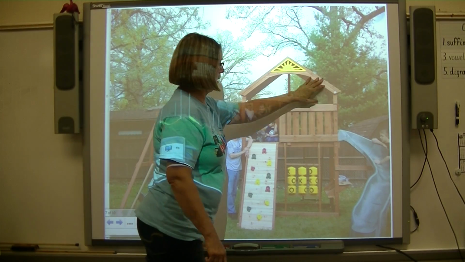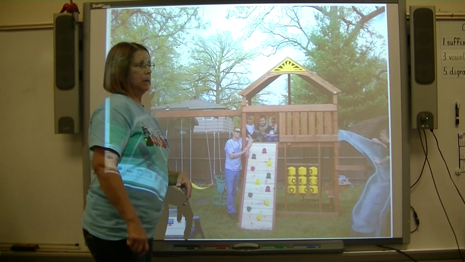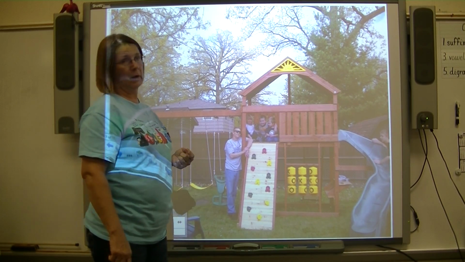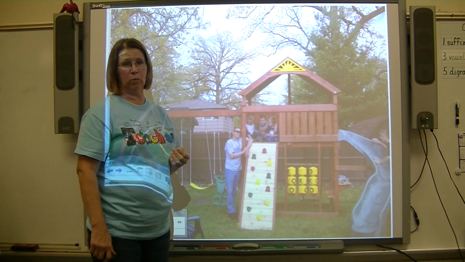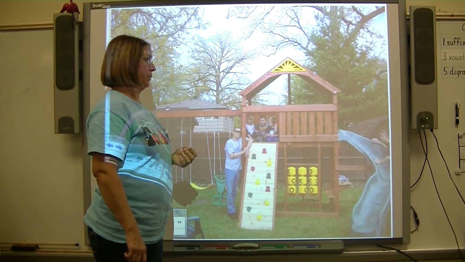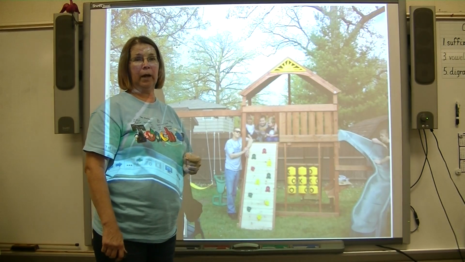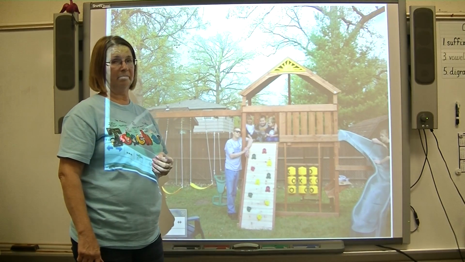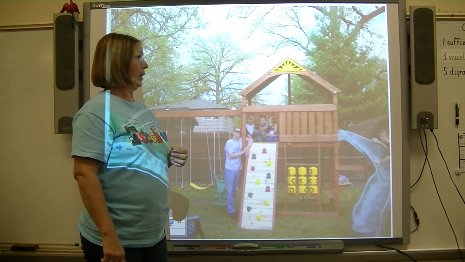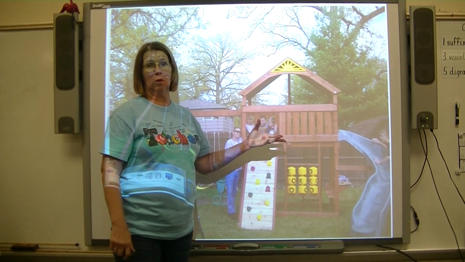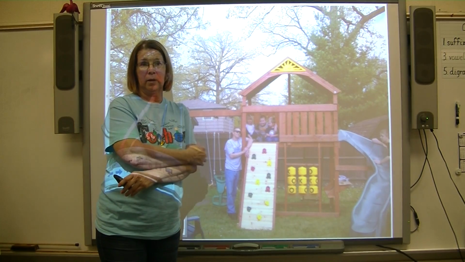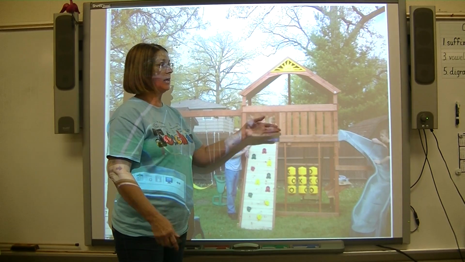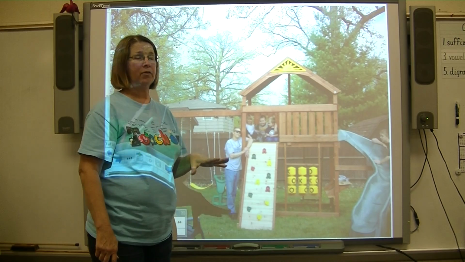All right, let's look at the swing set. This big swing set. Does the swing set grow? No. Does it move on its own? No. Does it need food, water, and air? Do you have to go back in the backyard and water and feed your swing set? No. Will you go out there in the yard one day and find a bunch of little swing sets because they've had baby swing sets? No. So a swing set is a non-living thing.